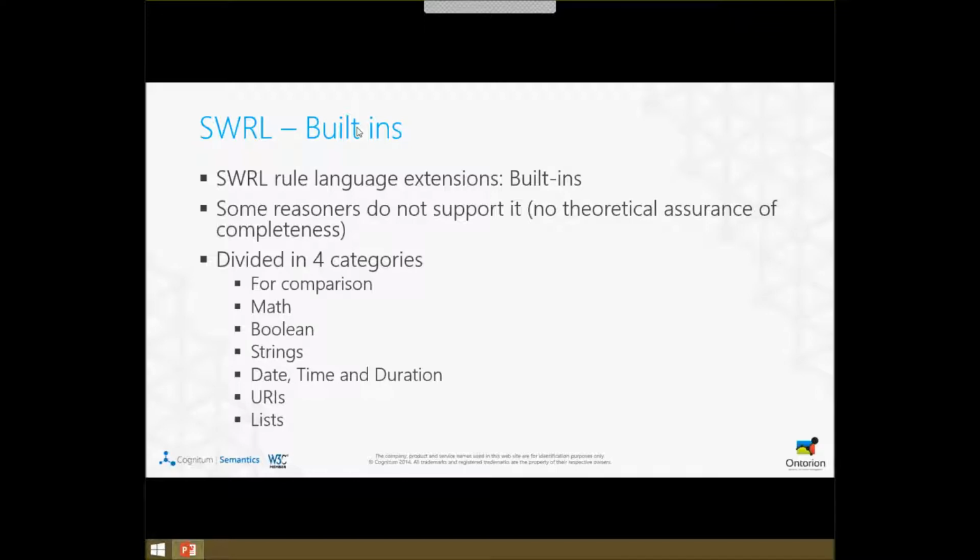They are generally divided in many categories. For example, you can have built-ins for comparison, math built-ins, Boolean, strings, date, time, URIs, and lists. In general, these built-ins can be used to manipulate things inside a SWRL rule. For example, with the comparison built-in you can compare values inside a rule, or with the date-time functions you can compare some value to the last month, for example, and things like this.